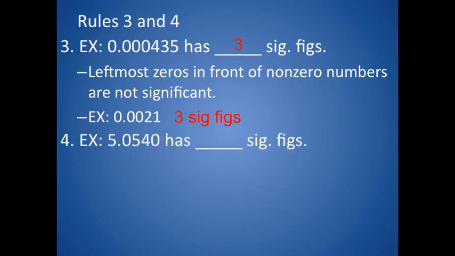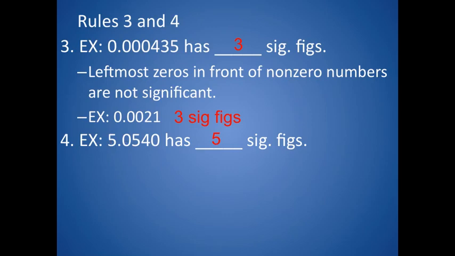Okay, next. Rule number 4. Different rule here. 5.0540 has blank significant figures. Well, here's what we can figure out. Remember which is our guess in this case. It's the last number. So this is our guess. It's still considered significant. So this has 5 sig figs.